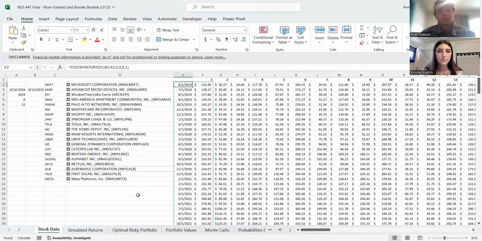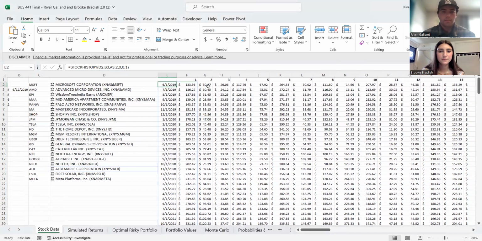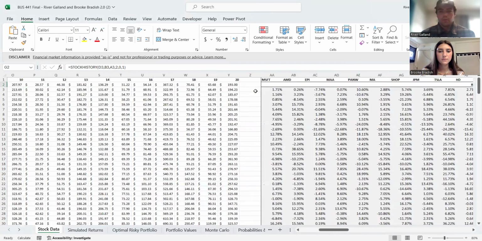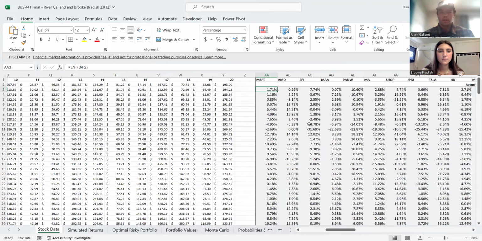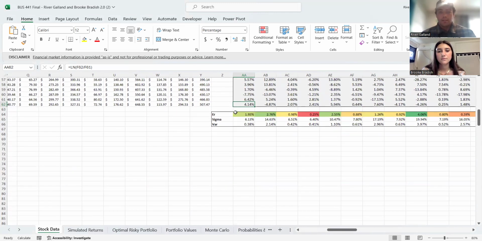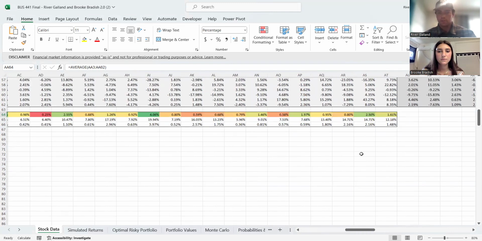What we did first, using the stock history and stock data function in Excel, was get the past 5 years of prices for all the stocks. And from there, we created the natural logarithmic returns for the past 5 years. And then we found the average returns, average standard deviation, and average variance for all those returns as well.